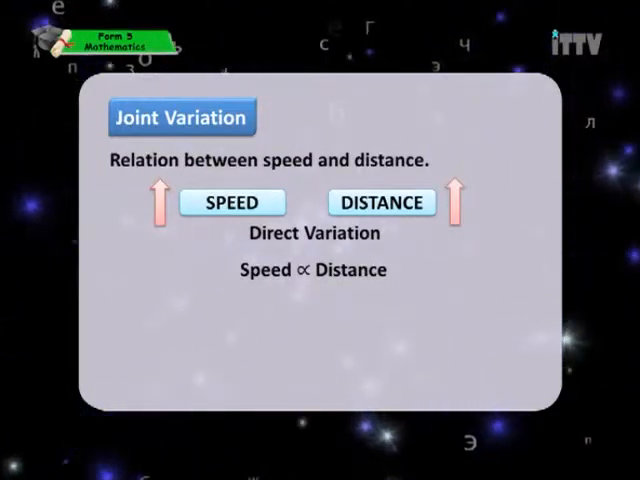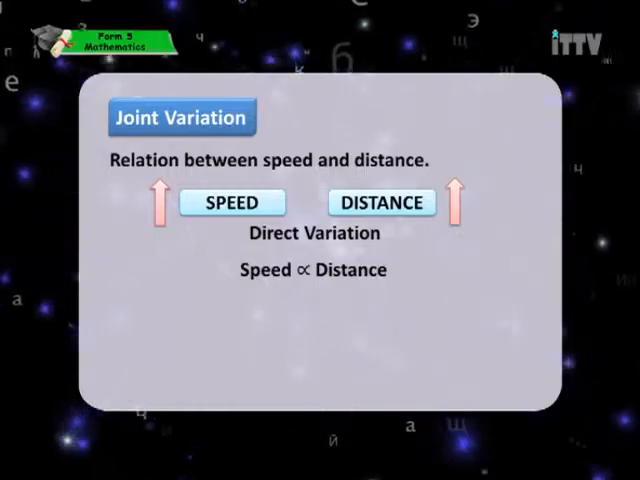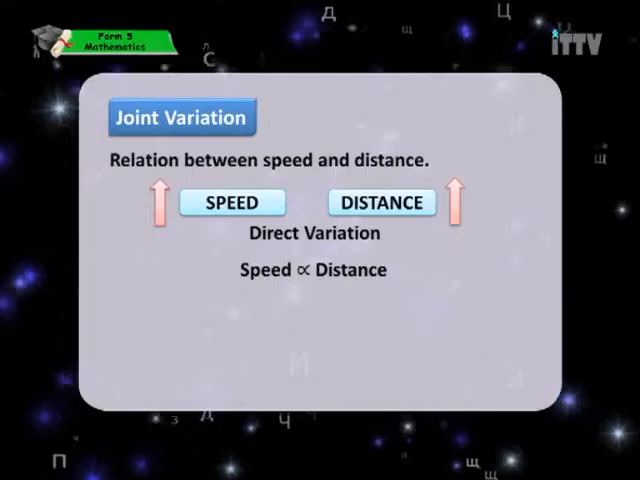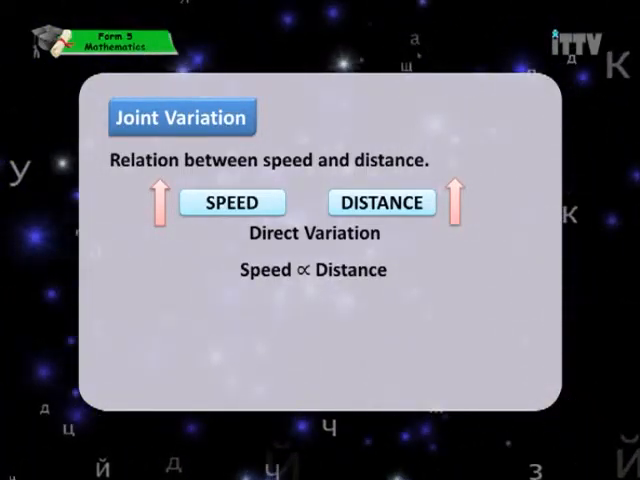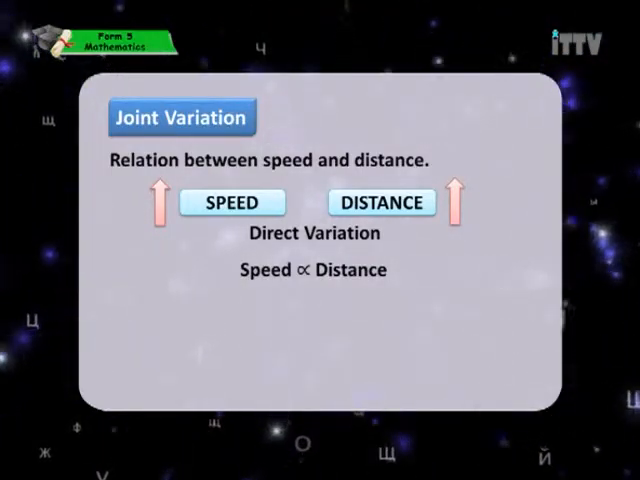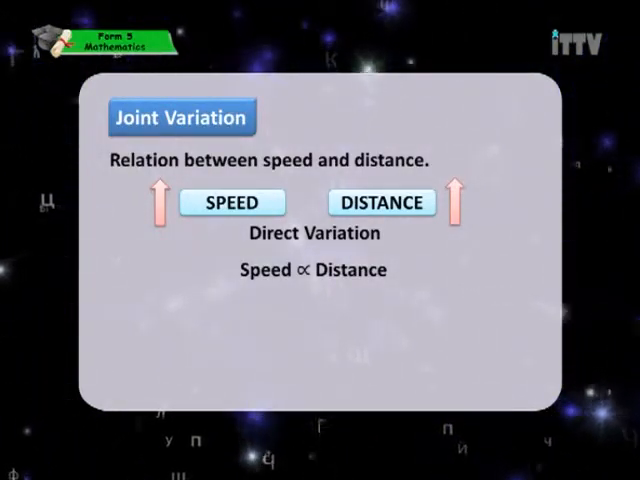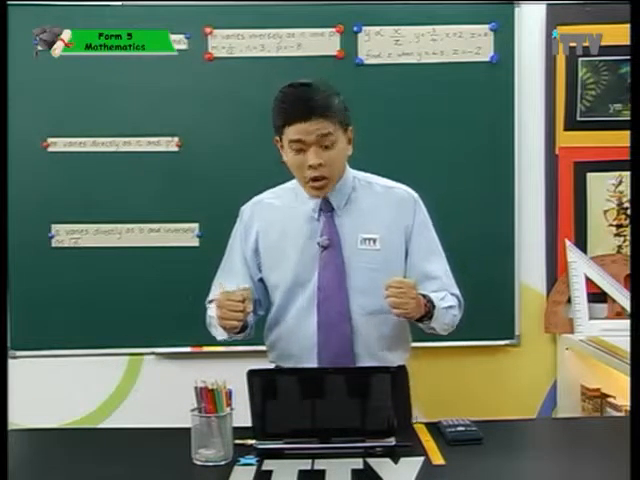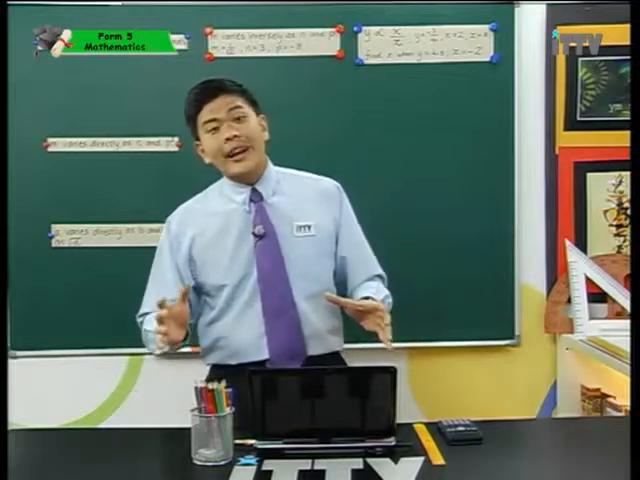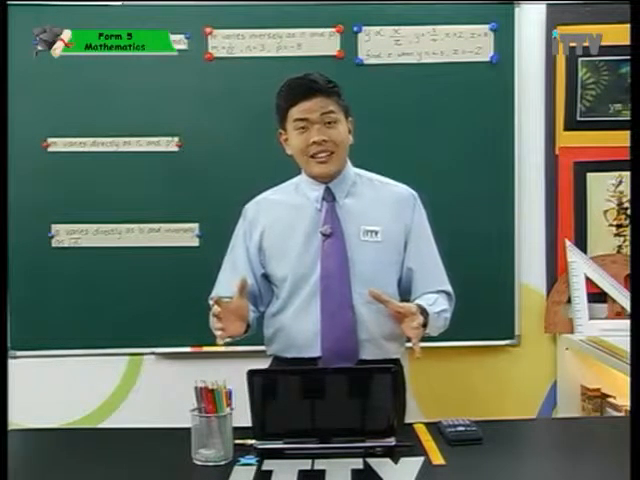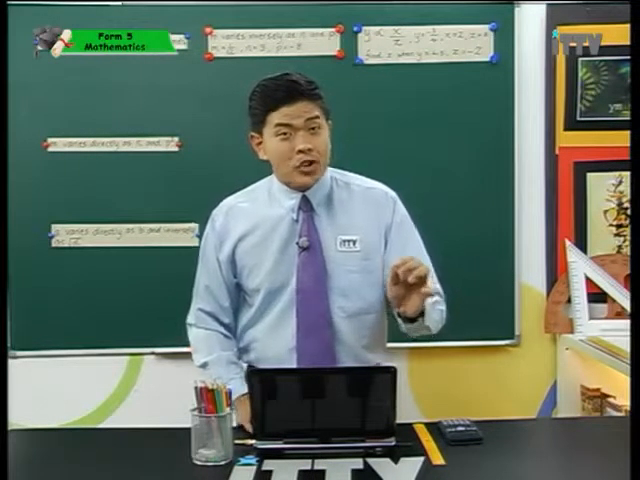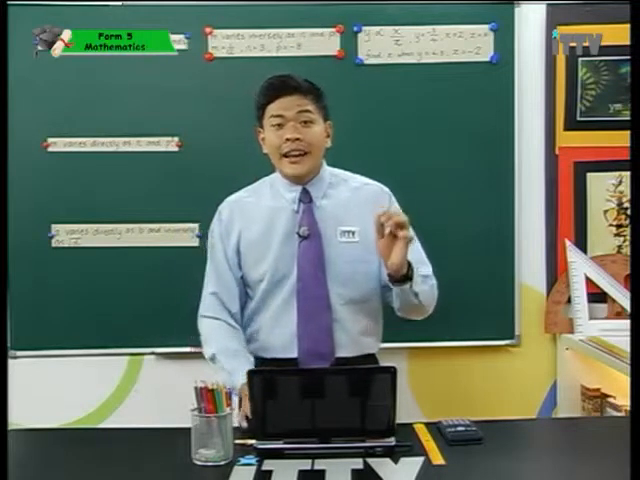Now, take a look at this. The relation between speed and distance. When speed increases, more distance is covered, right? And hence, we get a direct variation, which can be represented as speed varies directly with distance. So the faster you go, remember, distance will actually increase as well. You can actually cover more distance in the same time as if you were to drive at a slower speed. So remember, this is an example of direct variation.